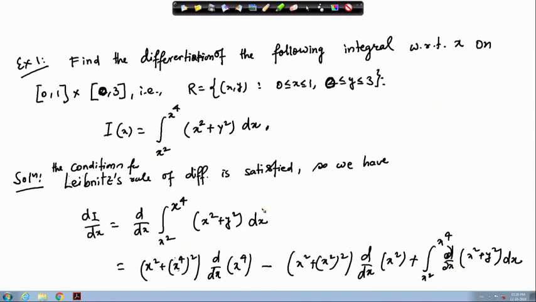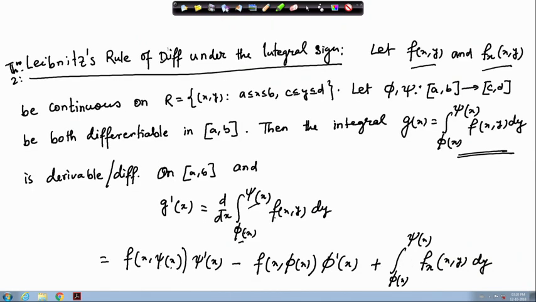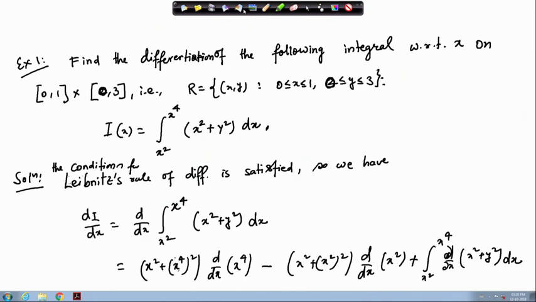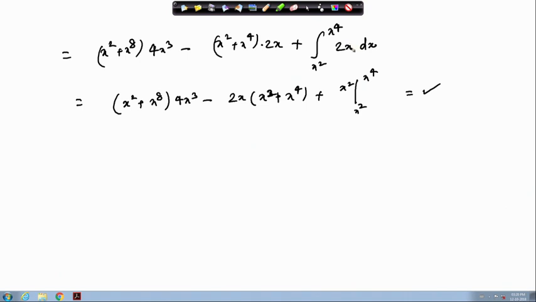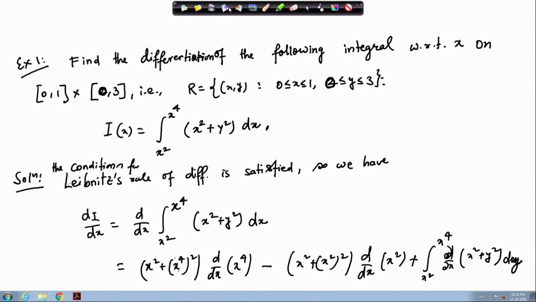So what we do, we just apply the Leibniz rule of differentiation. So psi x to phi x to psi x, and then we integrate with respect to y, so here we are integrating with respect to y, so this will be 2x dy, and then we can write this as 2x times y integration from x square to x to the power 4.